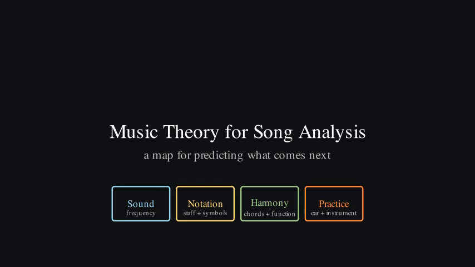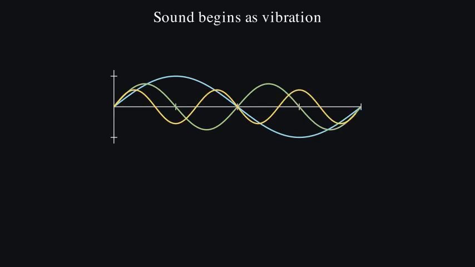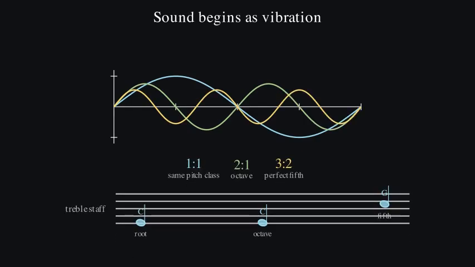Start with sound. A musical pitch is a vibration with a frequency. If one sound vibrates twice as fast as another, the ear hears an octave. That is the ratio 2 to 1. If one sound relates by 3 to 2, the ear hears something like a perfect fifth. These simple ratios are not the whole story, but they explain why some intervals feel unusually stable. Their wave peaks line up often.